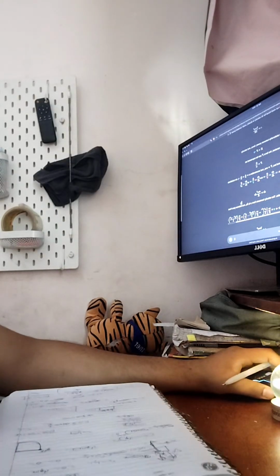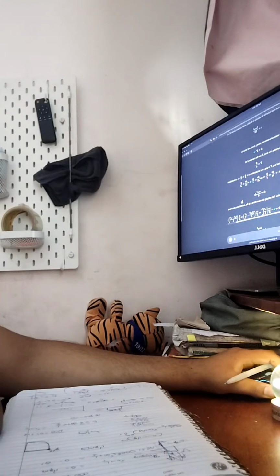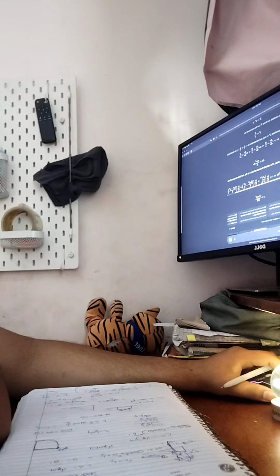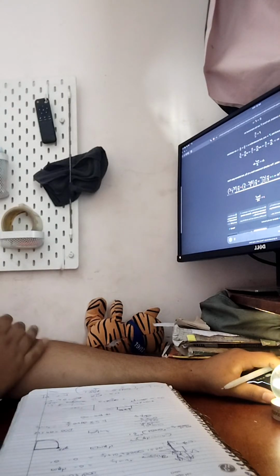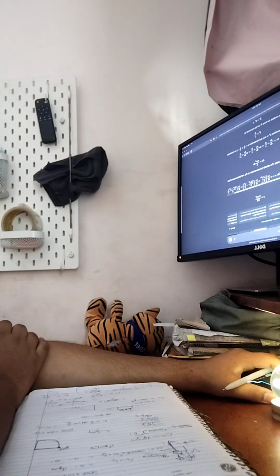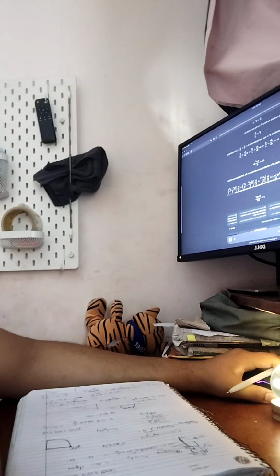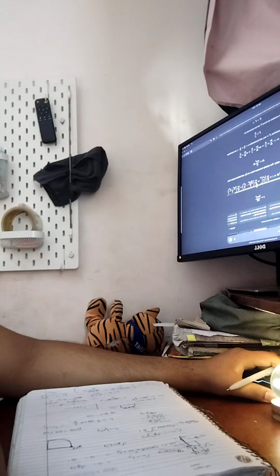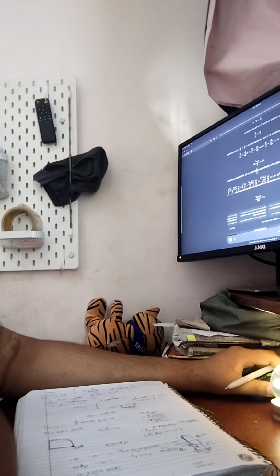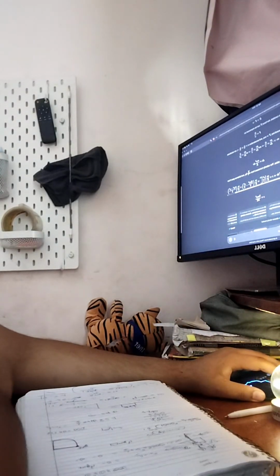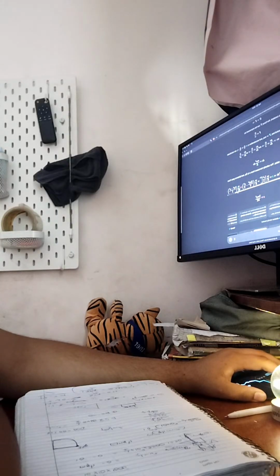Now we integrate both sides. The velocity increases from u to 2u and the distance goes from 0 to s. Integrating v square dv gives v cube by 3, from u to 2u. So m by K into 2u cube minus u cube by 3, and you'll get 7 u cube by 3 into m by K, so 7 m u cube by 3K.